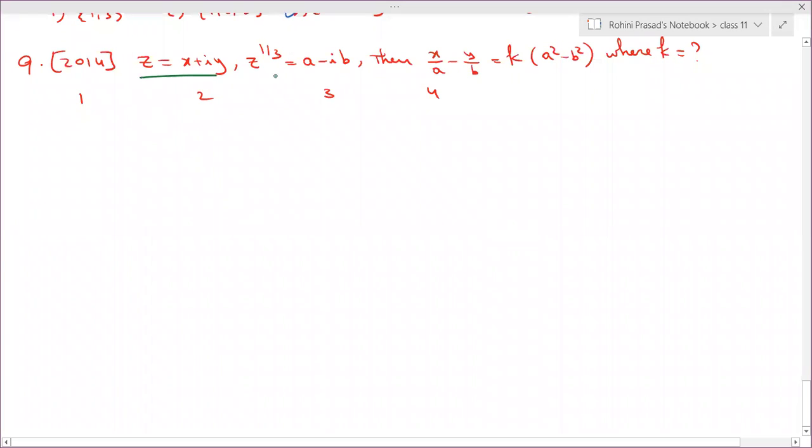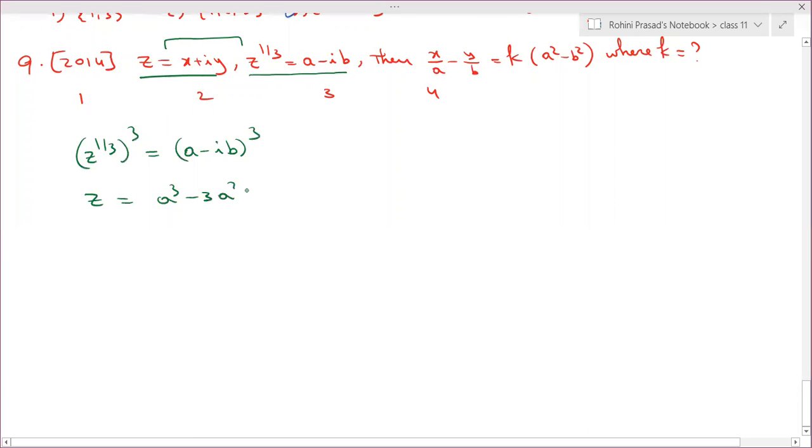So the given Z is equal to this and Z power 1 by 3 equal to this. They're asking the K value in one of the relation between XY and AB. So to get the relation between AB and XY, you need to eliminate Z from these two. That means if you take Z power 1 by 3, the whole cube equal to A minus IB the whole cube. So this is basically Z. This is A cube minus 3A square IB plus 3A IB the whole square minus IB the whole cube.